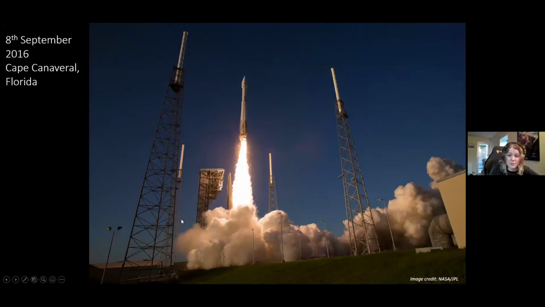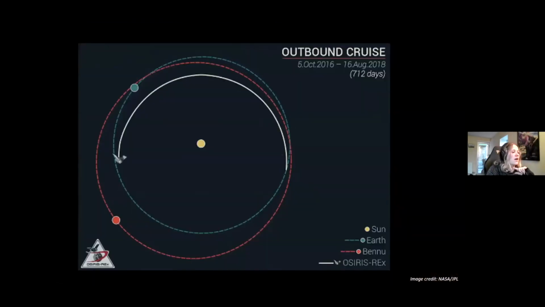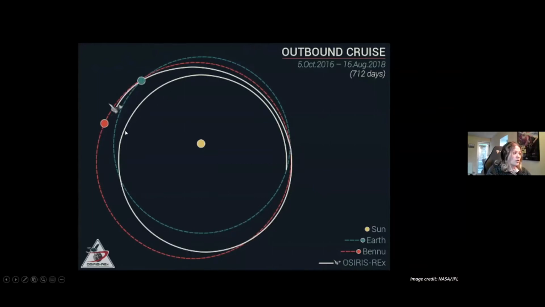On the 8th of September in 2016, OSIRIS-REx launched from Cape Canaveral. Some people in the group in Oxford were actually lucky enough to attend the launch, which was pretty awesome. I would have loved to have gone, but it was before I joined the group. Then the spacecraft went on this kind of convoluted journey to match its orbit ever so slightly to the orbit of its target asteroid. This little animation shows the path the spacecraft took to match up with its target asteroid.